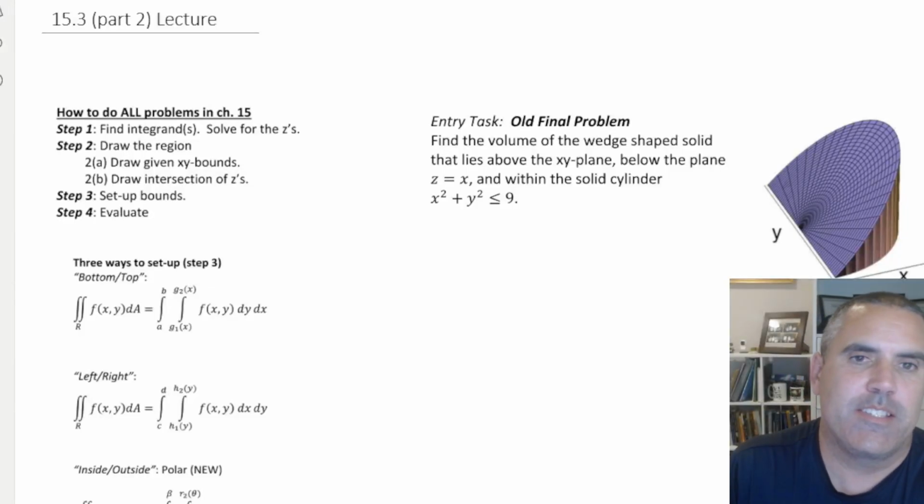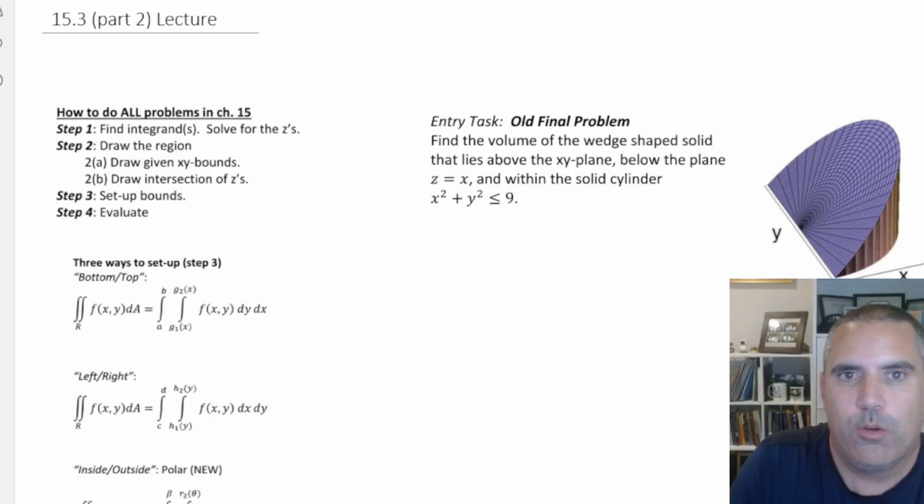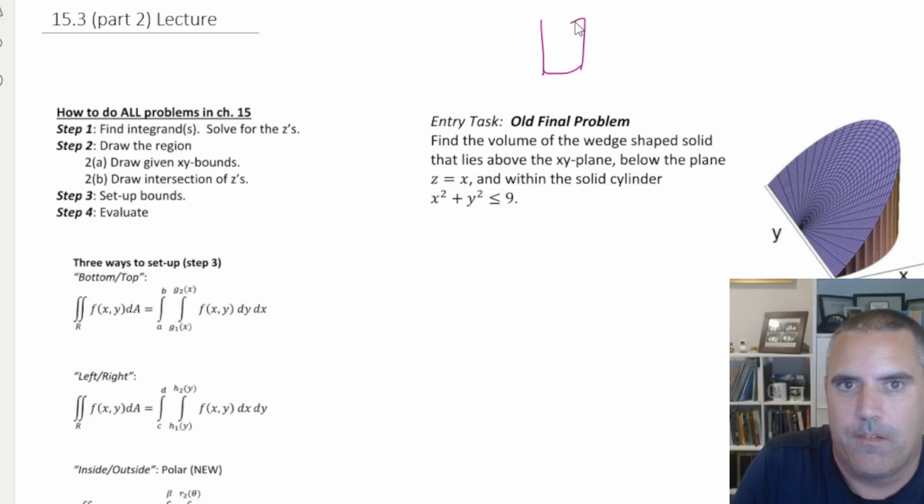Hello there, math fans. I'm going to give a replacement lecture for double integrals over polar regions, but I'm going to do one of my favorite examples of the shape you get when you take a cylinder and you intersect it with a plane that goes right through the middle here. And this volume you get.